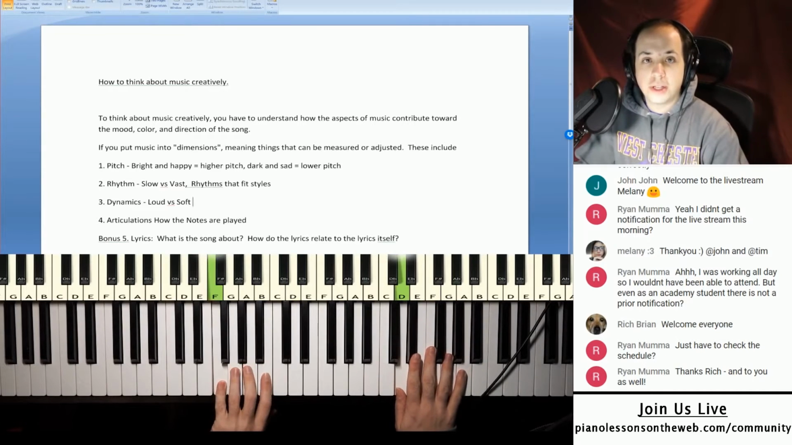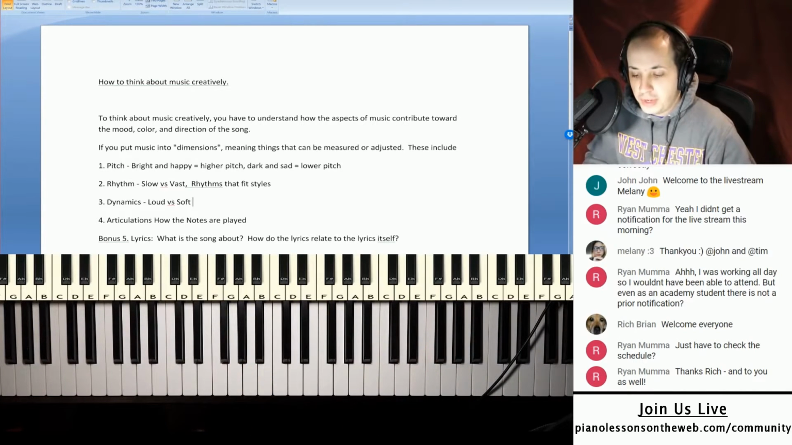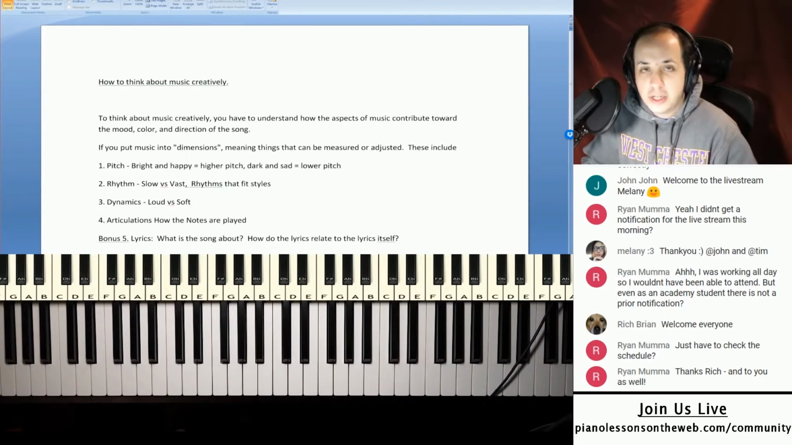Or something like the Pathétique Sonata, Movement 3, is a little bit higher up the piano. It's also played a little bit faster, which we'll get to actually as our next point. So let's talk about the next point.